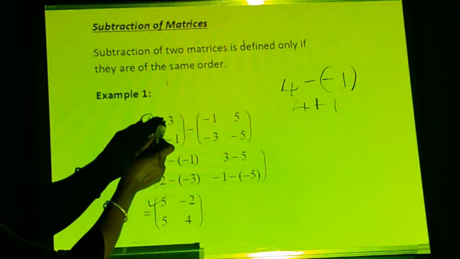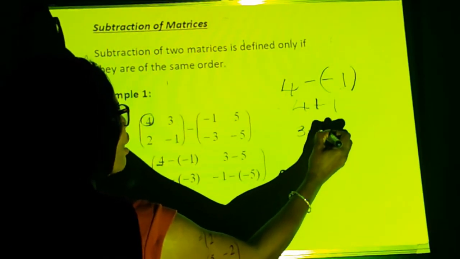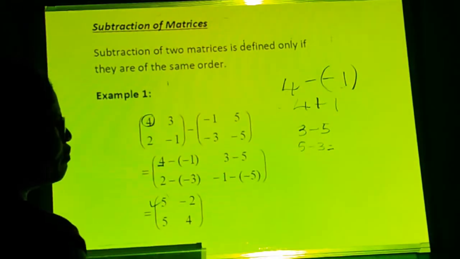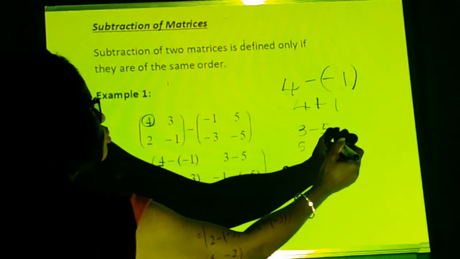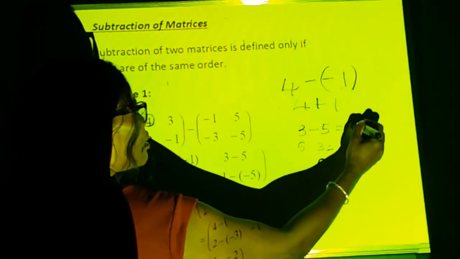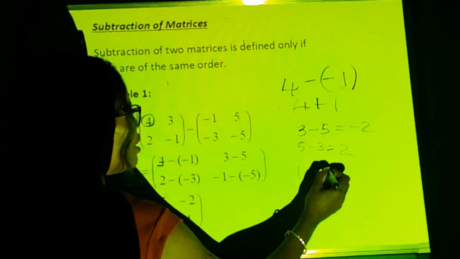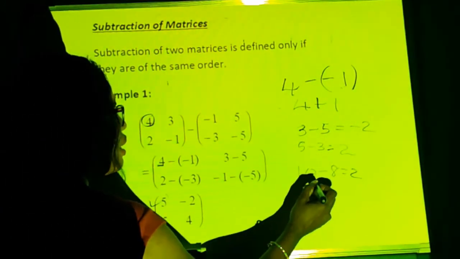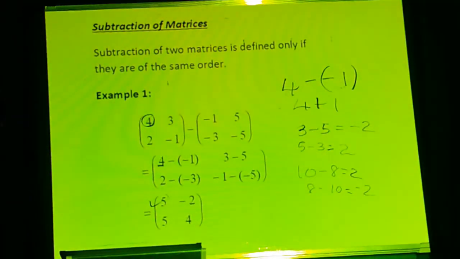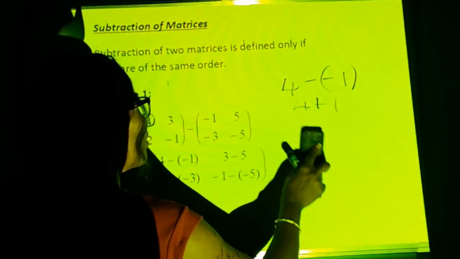Let's take 3 minus 5. Now, if you know 5 minus 3, you will know 3 minus 5. 5 minus 3 is 2. So, 3 minus 5 is simply negative 2. So, if you know that 10 minus 8 is 2, then 8 minus 10 is negative 2. Again, stay tuned for videos on directed numbers if you are having difficulty working with it.